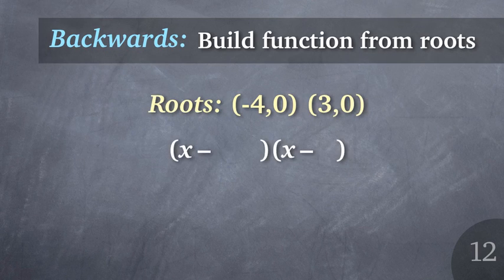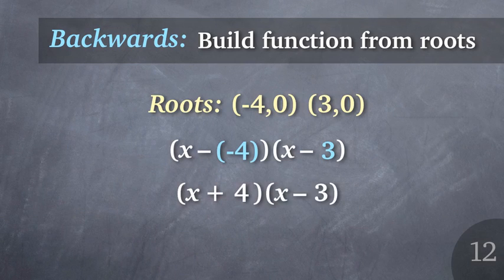So I'm going to plug these numbers, these x values, into this. I have x minus whatever one of them is, and then x minus whatever the other one is. So I'm going to go ahead and plug those in, and it looks like this. X minus a negative 4 times x minus 3. Okay? So I'm going to go ahead and subtract that negative, and I end up with x plus 4, x minus 3.